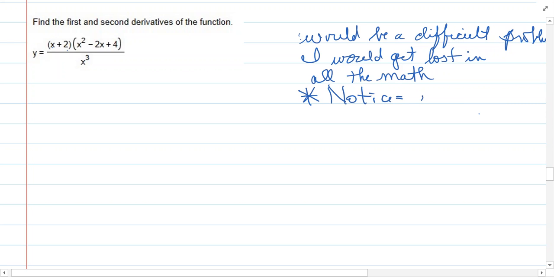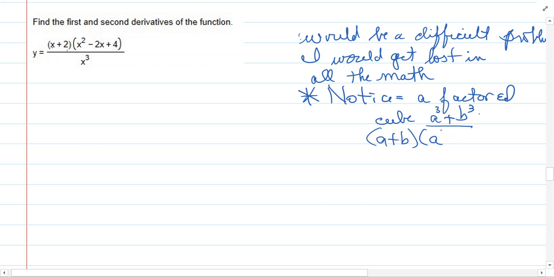It's a factored perfect cube. It's a cubed plus b cubed. If I had these two, it would be the base values, open parentheses, the square of the first, opposite sign, their inner product, plus the square of the last. So we notice that that's exactly what we have.